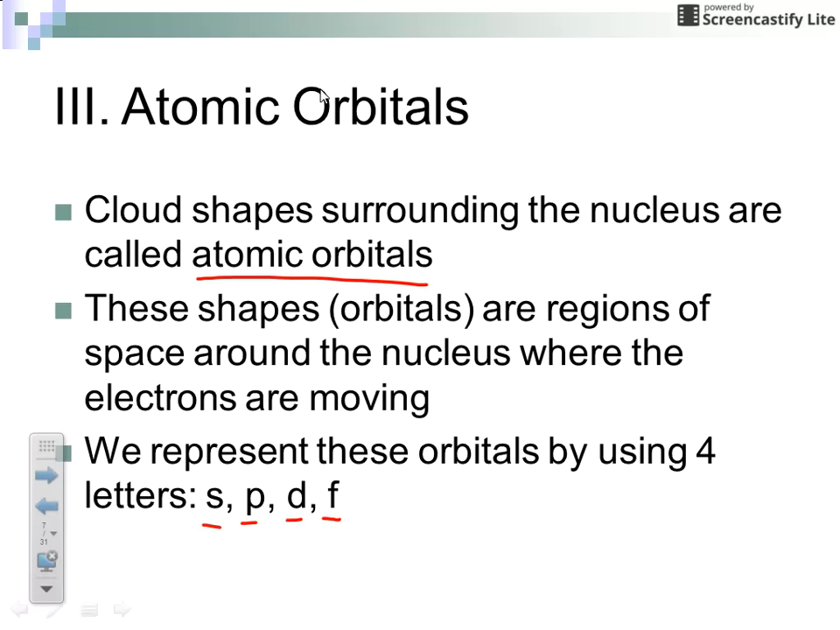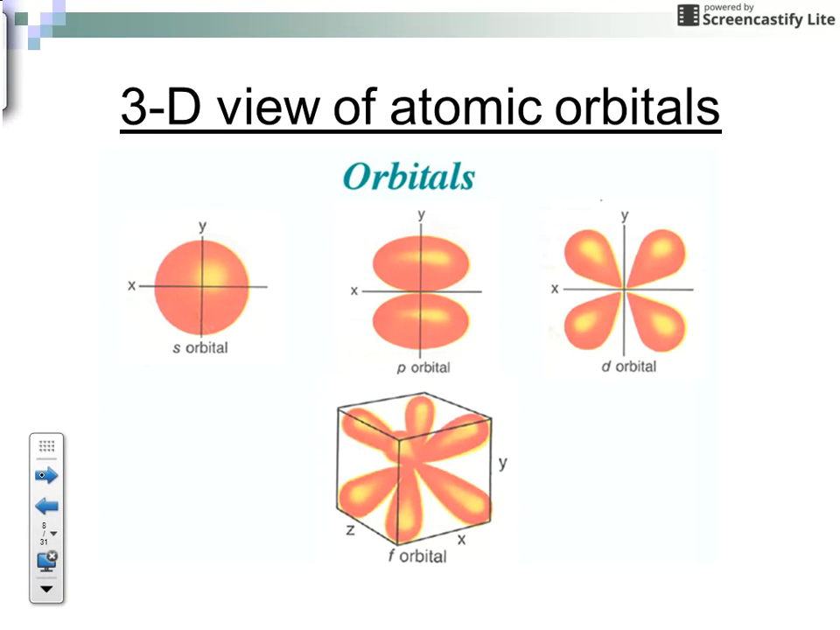These orbital shapes, the letters S, P, D, and F, all correspond to the shape of the actual atomic orbital. The S orbital is spherical in shape, so I remember S for spherical. The S orbital is like a sphere.